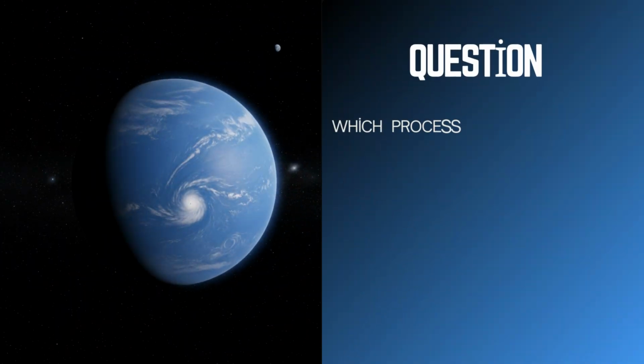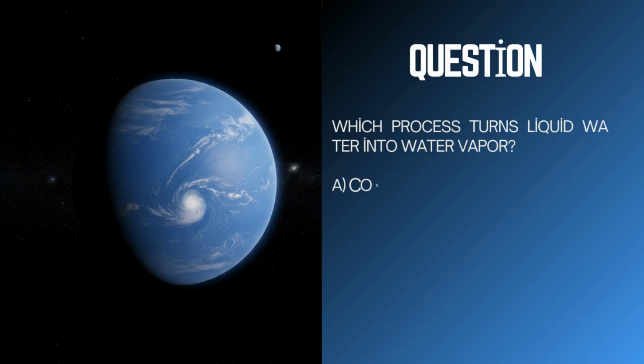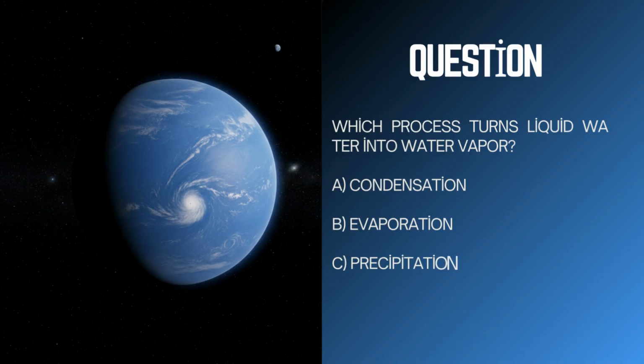Which process turns liquid water into water vapor? A. Condensation. B. Evaporation. C. Precipitation. D. Runoff.